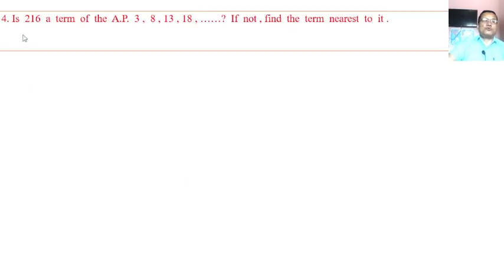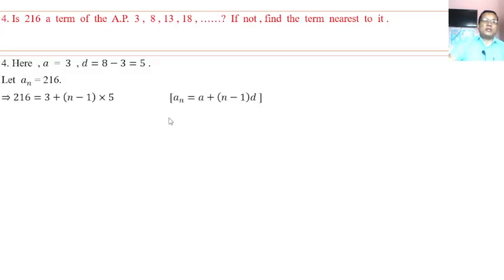Question number 4. Is 216 a term of the AP? If not, find the term nearest to it. The first term is 3, the common difference is the second term minus the first term, that is 5. Let a_n equal 216. Then using this formula, instead of a_n we write the first term plus (n minus 1) times the common difference 5. Solve and we get a fractional number, which is not a natural number.